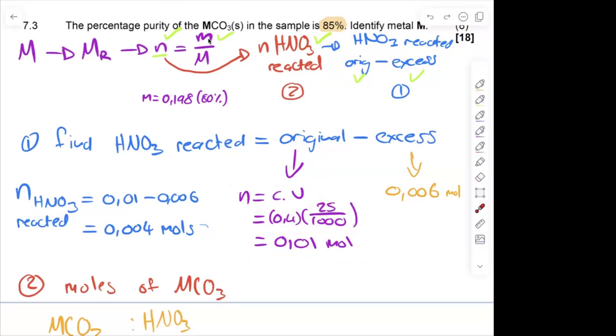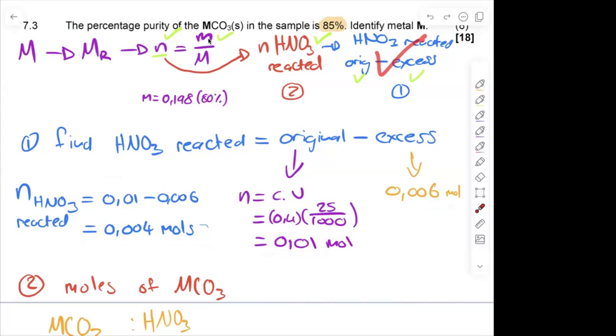Then to find the number of moles in excess, we don't have to do a calculation because we solved that previously. We can just take that number as it is and use it. To finish off step 1, original minus excess will give us reacted. So 0.01 minus 0.006 will give you 0.004. Then we've nailed step 1.